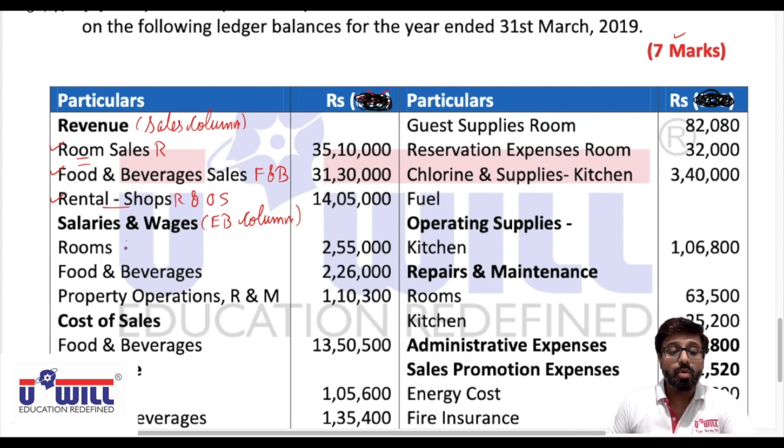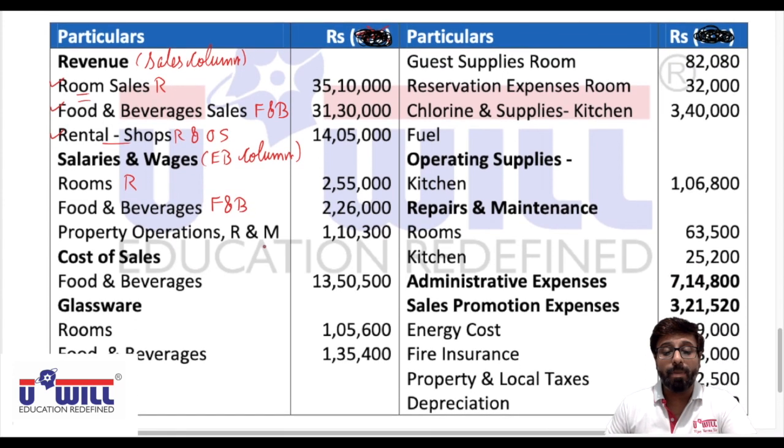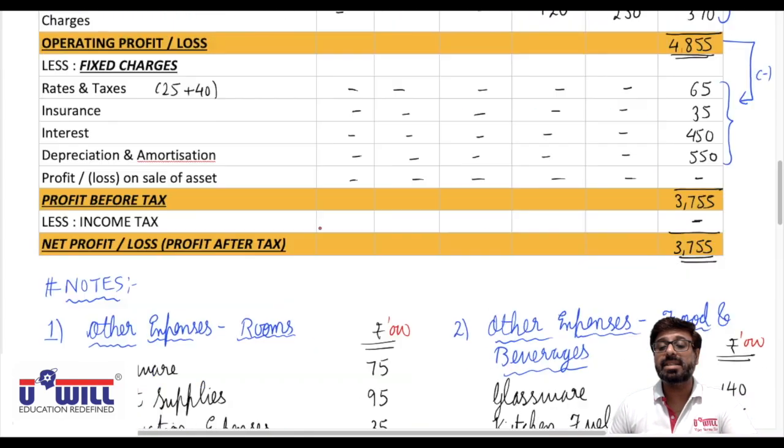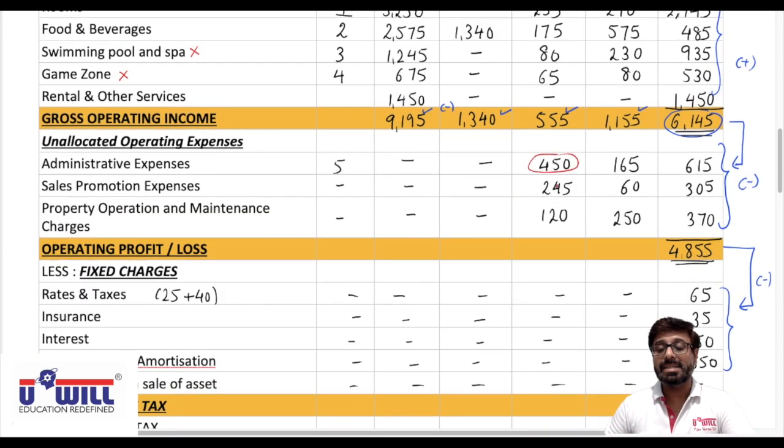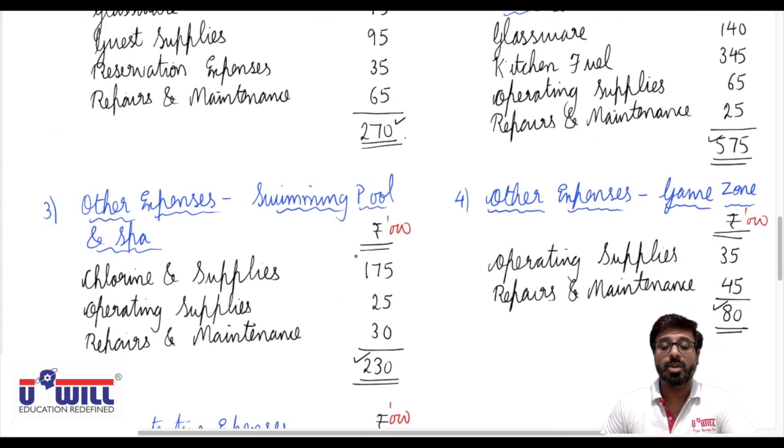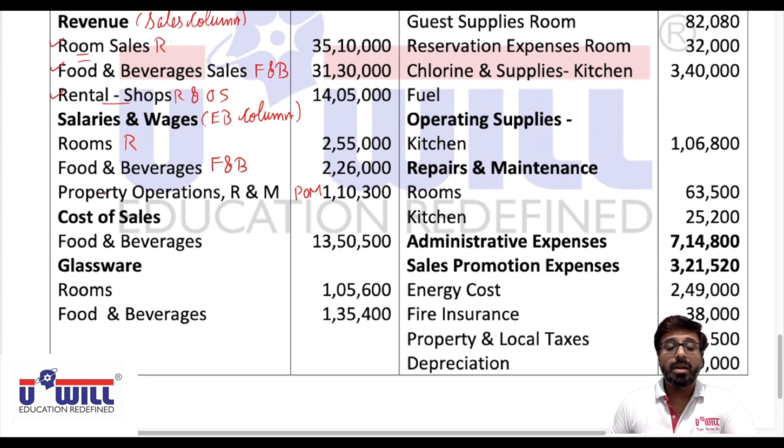Okay. Rooms, food and beverages, F&B. Property operations, repairs and maintenance, POM, property operation and maintenance. One more thing, there are no salaries and wages in this question of administrative as well as sales promotion. In this question, you don't have these 2 items. The question which you are doing in the homework, rooms, food and beverages, and then directly property operation and maintenance, employees benefits are given to you.